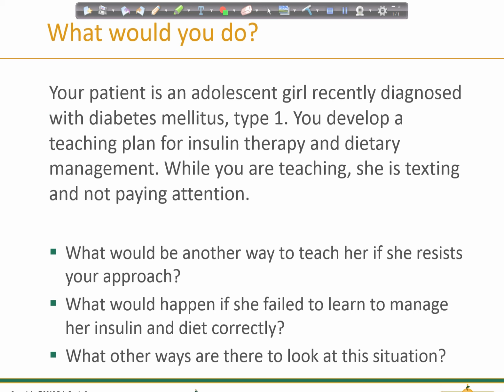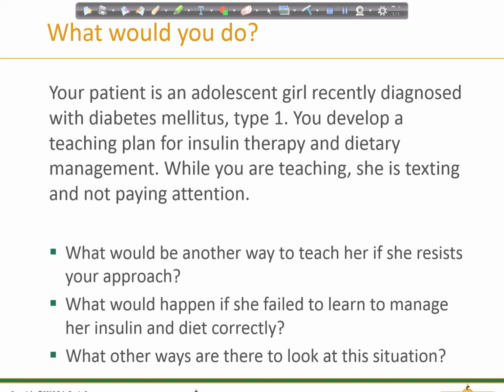All right, so your patient is an adolescent girl recently diagnosed with diabetes type 1. You develop a teaching plan for insulin therapy and dietary management. While you're teaching, she is texting and not paying attention. What could be another way to teach her if she resists your approach? So clearly she likes to be on her phone. I'm sure there's an app that teaches about diabetes mellitus, or there's websites or something that she could get to. That might be a good approach for her.